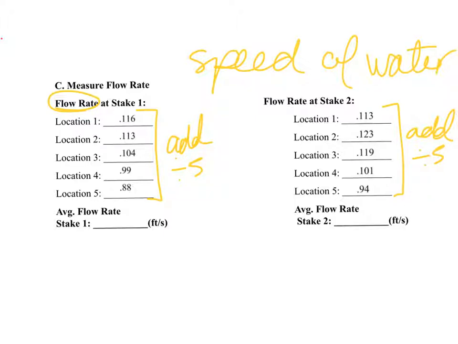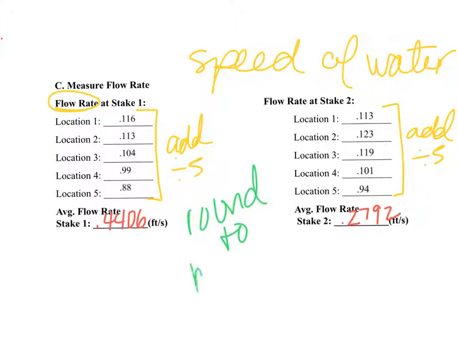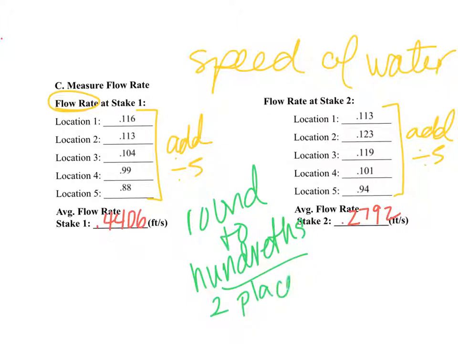So looking at my 2 averages here, my first average flow rate is 0.4406, and my second flow rate average is 0.2792. So that's what I got straight out of the calculator. But what I want to include here is that with any calculation that we do for stream flow, we want to round to the hundredths place. And so that means I want to go 2 places after the decimal.